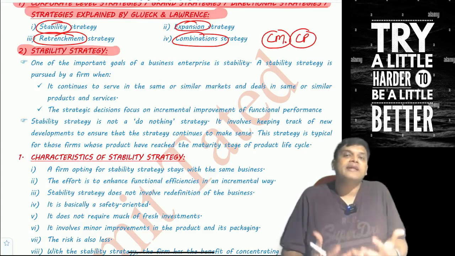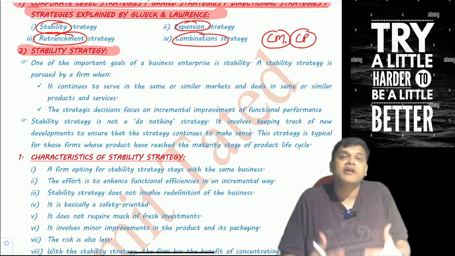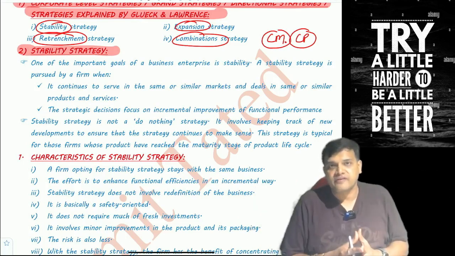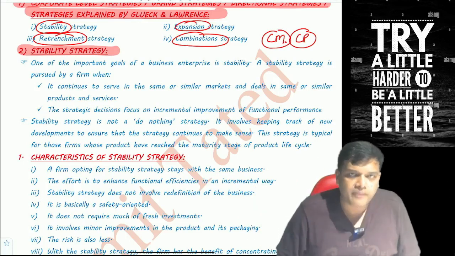I am ensuring the quality. I am ensuring the process. I am ensuring the things need to be done very clearly. This is called functional efficiency. In stability strategy, we always focus on functional efficiencies. That is where the concept of stability strategy comes into the picture. Everybody clear?